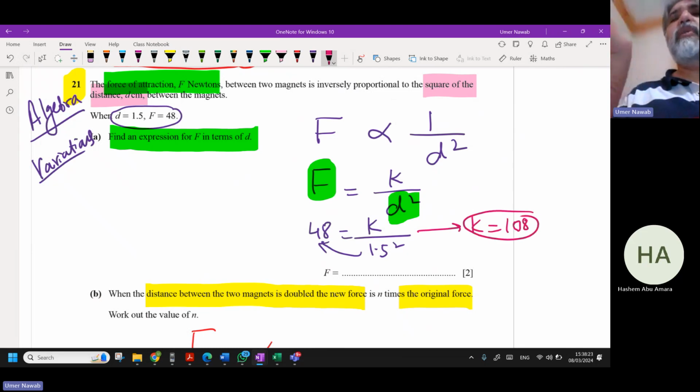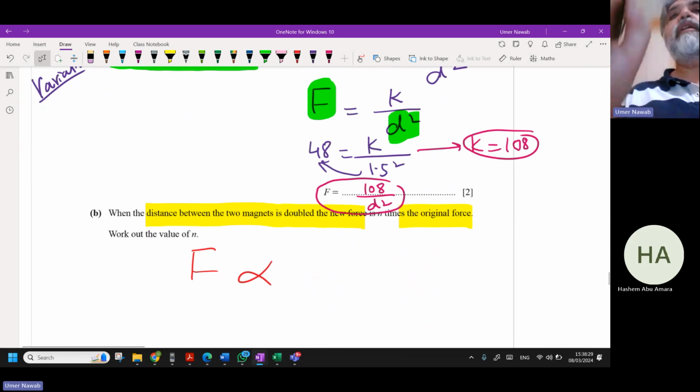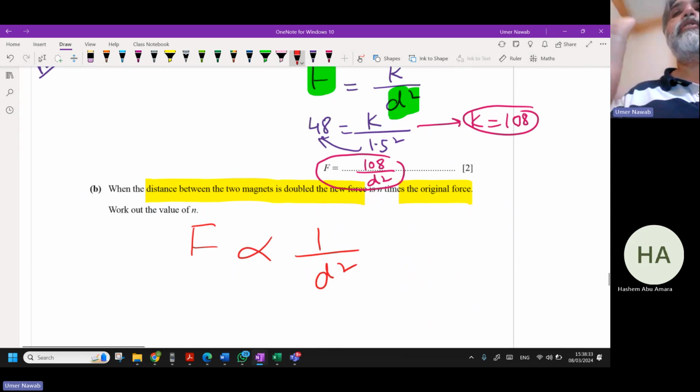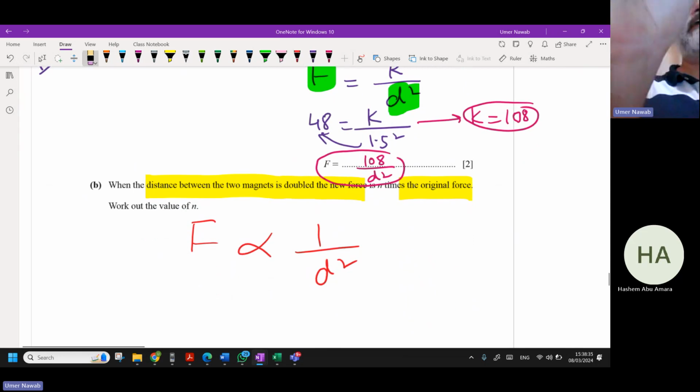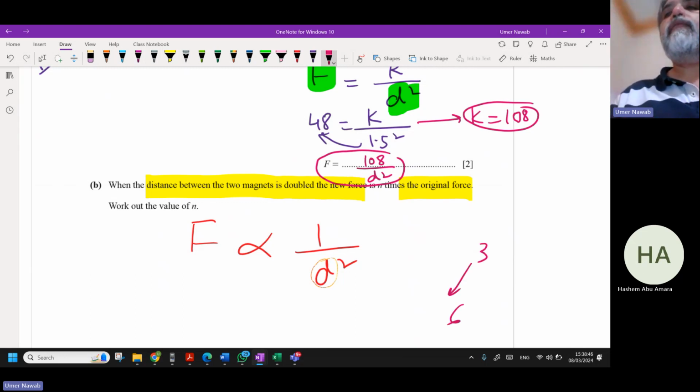That's good. So what is my answer, guys? So 108 over D squared. That's my final answer. Thank God, we did it. So inversely proportional. So I'm going to write it here. Now the question is, he said that if D is doubled, so D doubles means, yani, if D is 3, the double of 3 is 6.